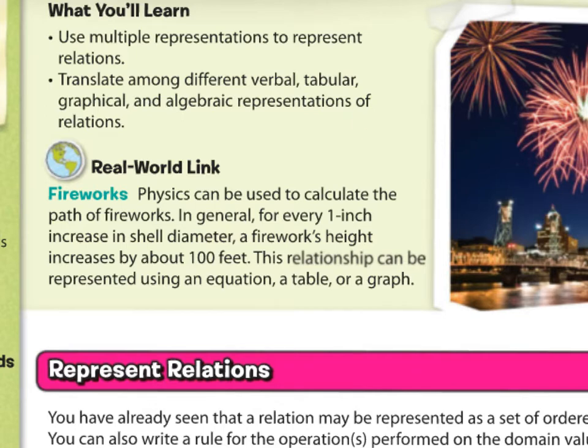A real-world link has to do with fireworks. Physics can be used to calculate the path of fireworks. In general, for every 1-inch increase in shell diameter, a firework's height increases by about 100 feet. This relationship can be represented using an equation, a table, or a graph. So if we have a ratio here of for every 1 inch, it's going to increase by 100 feet, you can see that we have a proportional relationship there, so we can use a graph or a table to represent that relationship.